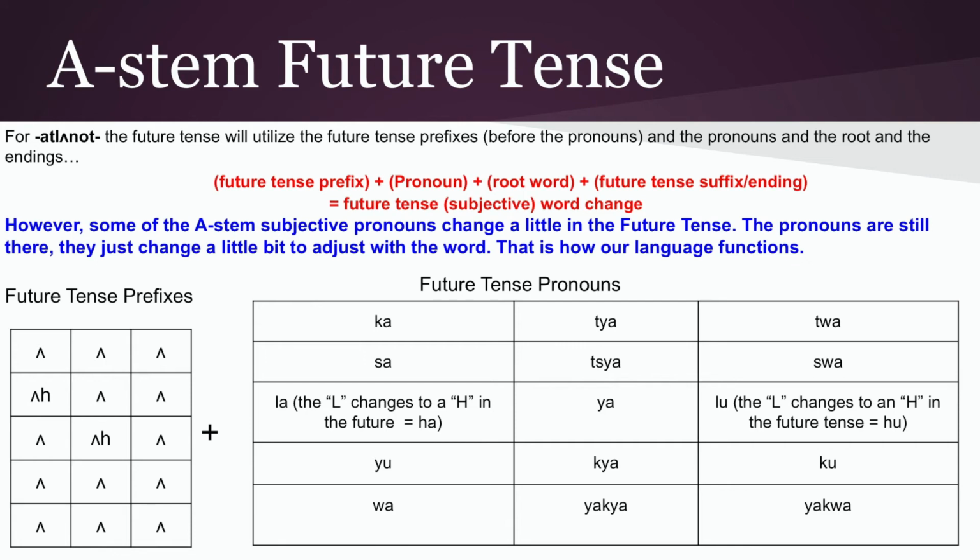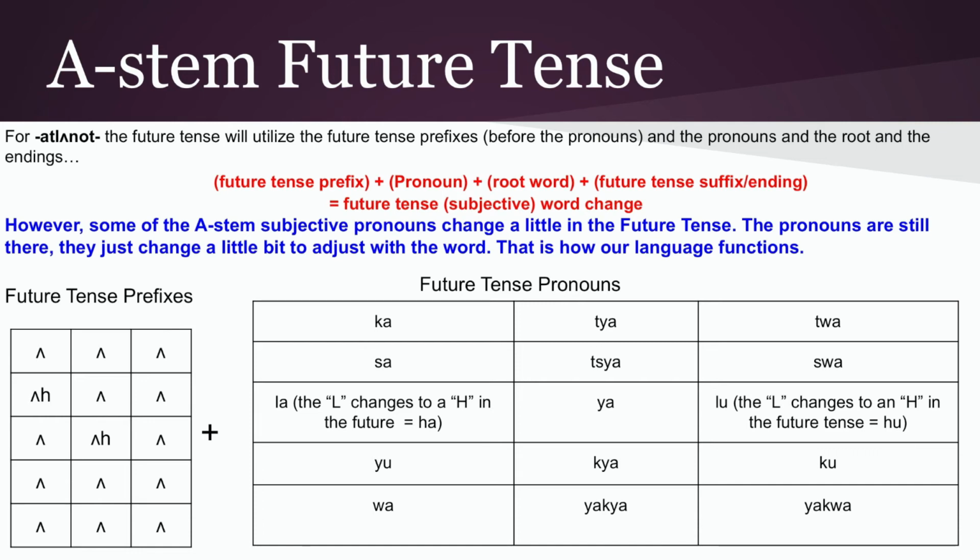There are not really many changes to any of the pronouns in the future tense except the pronouns that start with an L. So that would be him, or the pronoun la. That L is going to change to an H, so it's going to be ha. You can hear that in that conjugation, hudlanod. And then lu, three or more males. That L is going to change to an H. It's going to be hu. And then the whole conjugation sounds like hudlanod.